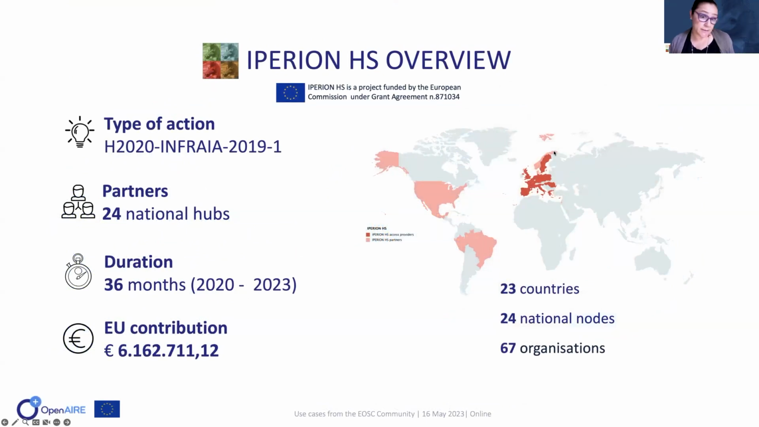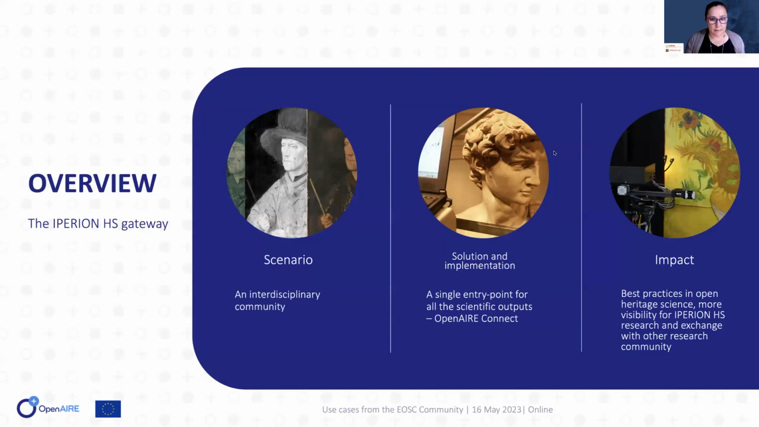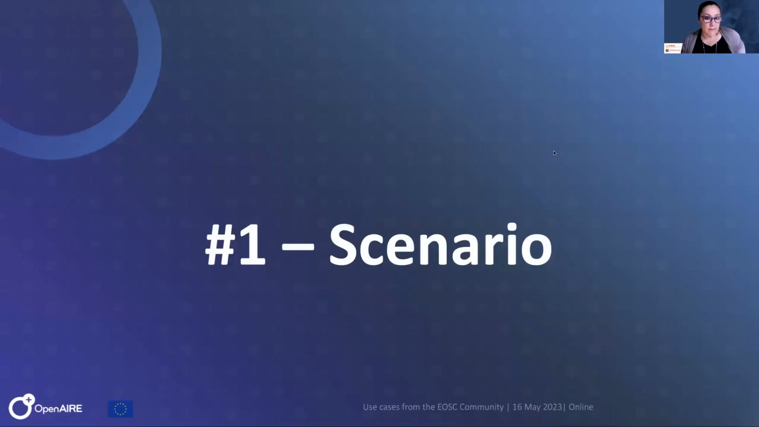The other characteristic of my community is that we are a huge consortium. Our consortium is composed of 24 national nodes distributed across 23 countries around the world. And each national node is composed of tens of institutions and hundreds of researchers working in very different fields. So we are a huge consortium and a very interdisciplinary community, which is the scenario.